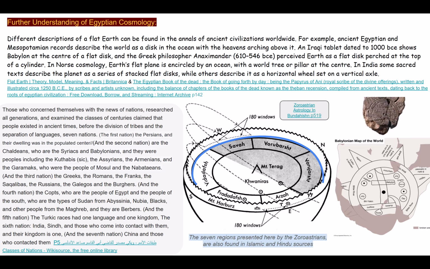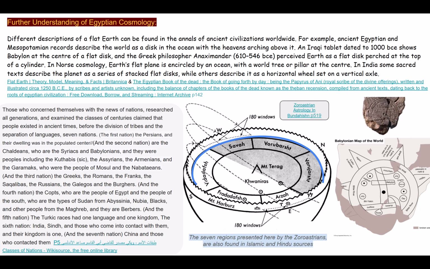We're going to be looking today at the earth and what the Sabians believe about the earth, how the earth was created, what the earth looks like. Let's go ahead and start reading about what the Sabians believe the earth looked like. Different descriptions of a flat earth can be found in the annals of ancient civilizations worldwide. For example, ancient Egyptian and Mesopotamian records describe the world as a disk in the ocean, with the heavens arching above it.